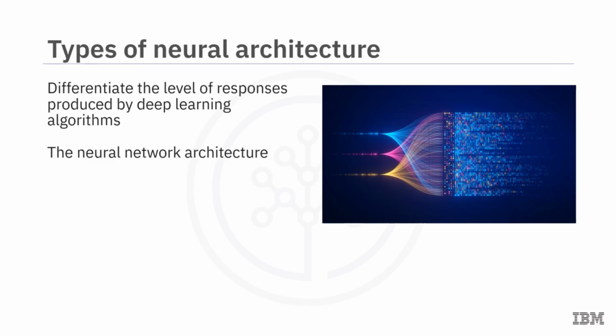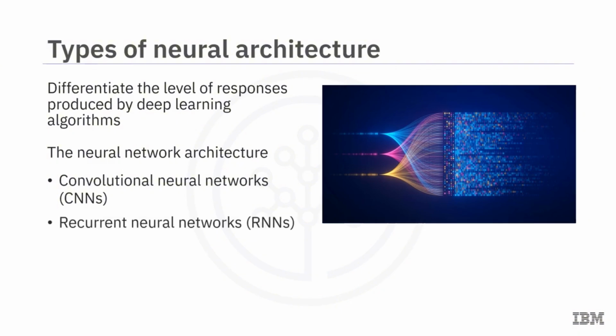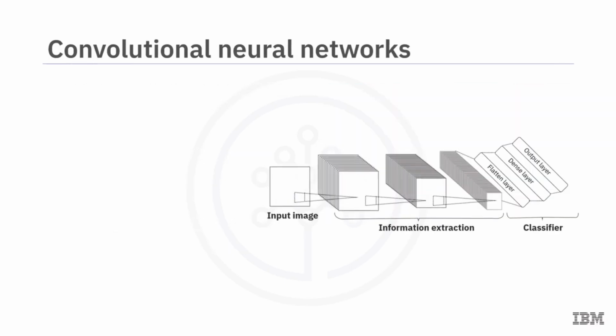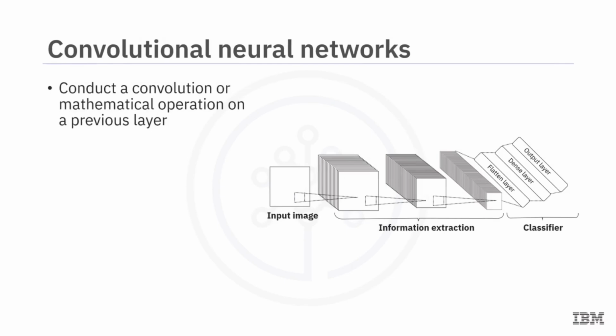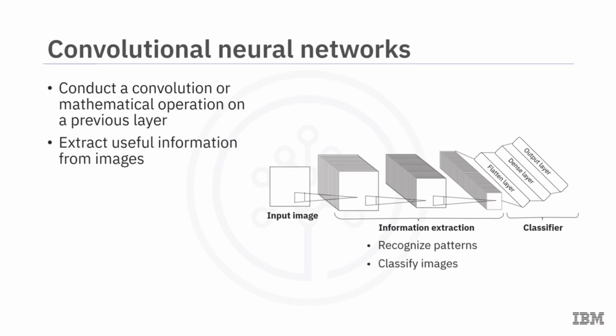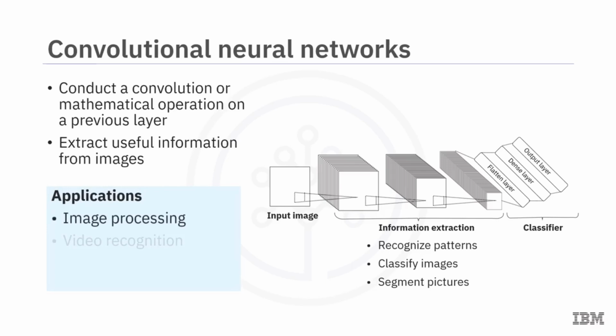There are 3 types of deep learning architectures that are discriminatingly used: convolutional neural networks, or CNNs, recurrent neural networks, or RNNs, and transformer-based models. Convolutional neural networks contain a series of layers, each of which conducts a convolution or mathematical operation on a previous layer. When applied to grid-based data such as images, CNNs can quickly extract useful information from images to recognize patterns, classify images, and segment pictures. CNNs are useful in image processing, video recognition, and natural language processing.